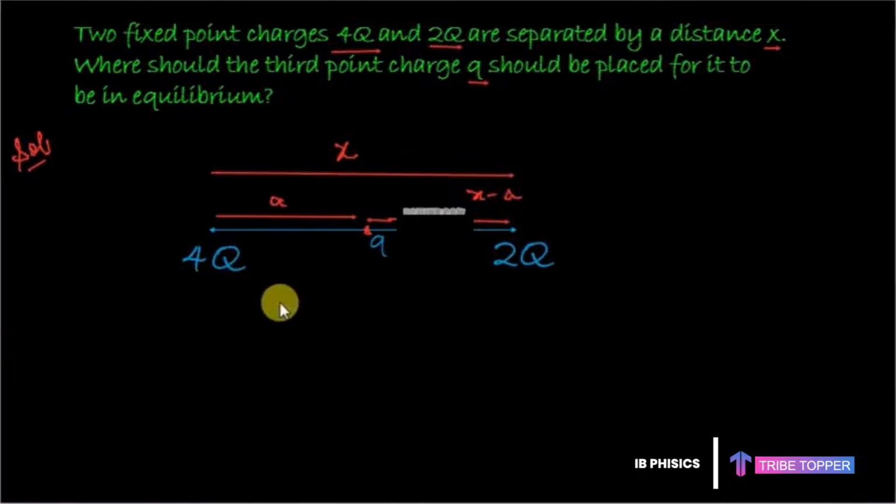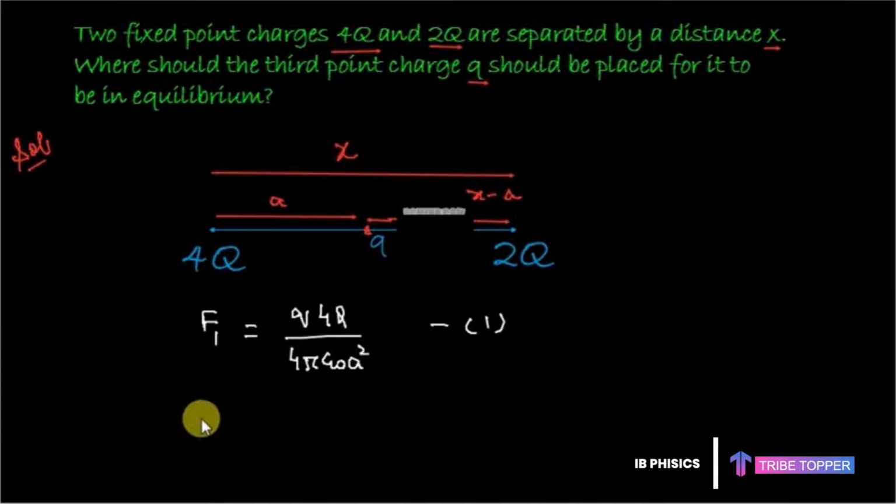So how can we solve it? Now by Coulomb's law we know that the force between two charges is the product of the charges and inversely proportional to the square of the distance between them. So let F1 be the force on charge Q due to the charge 4Q. So that would be Q times 4Q upon 4 pi epsilon naught R square. My R here would be a. So a square, that's equation number 1.